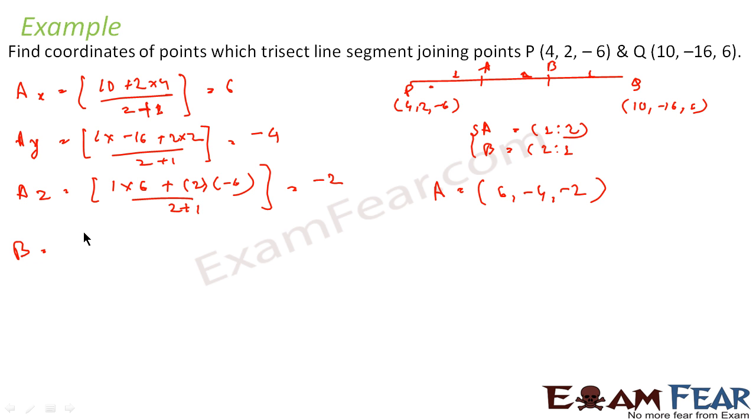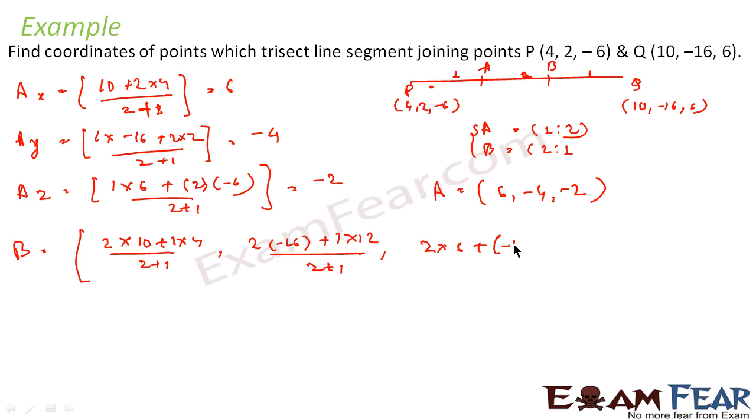Similarly, if we have to find point B, because this is in the 2:1 ratio, the x value will be (2 into 10 plus 1 into 4) by (2 plus 1). The y value will be (2 into -16 plus 1 into 2) by (2 plus 1), and the z value will be (2 into 6 plus 1 into -6) by (2 plus 1), correct?